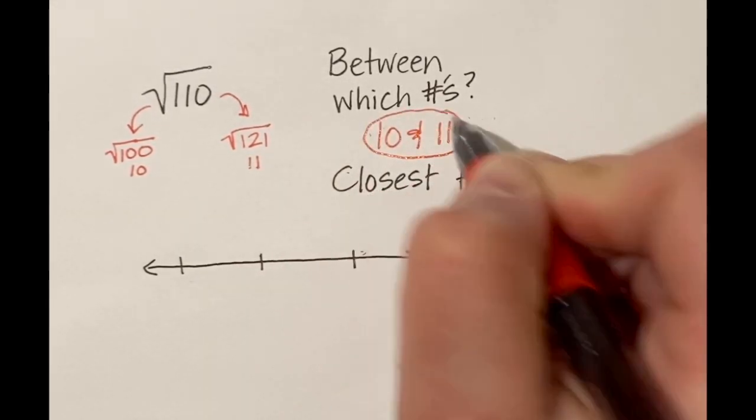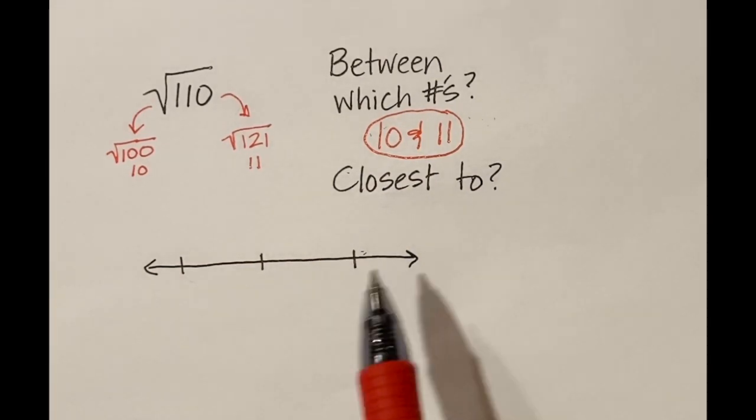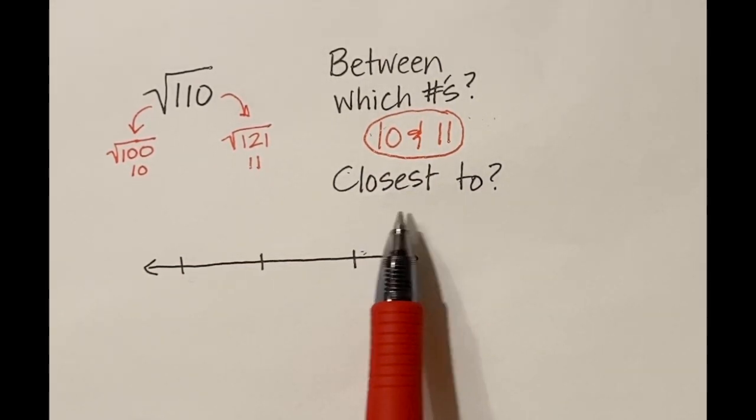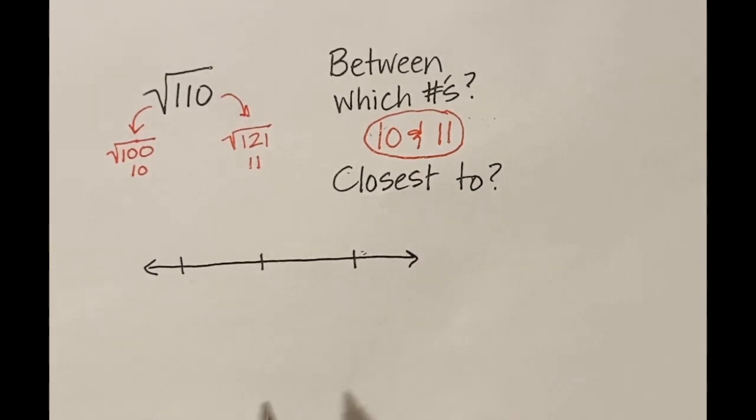This is good to know, but then we need to take it a little step further. We need to figure out which one it is closer to. Is it closer to 10 or 11? It might help us if we look at these on a number line.